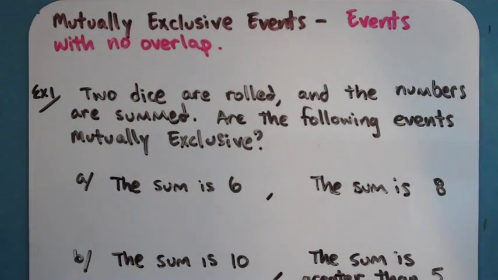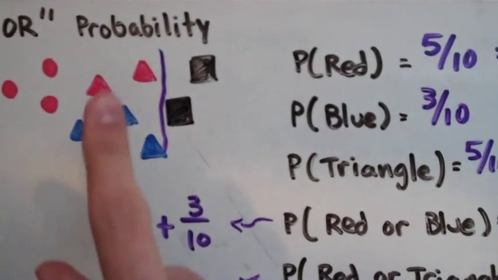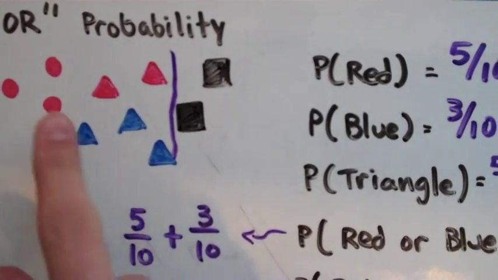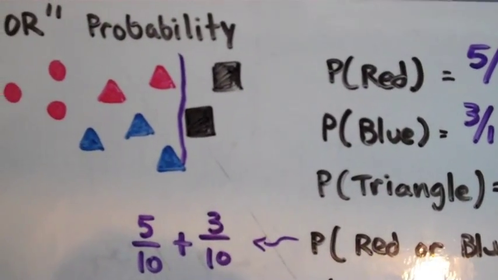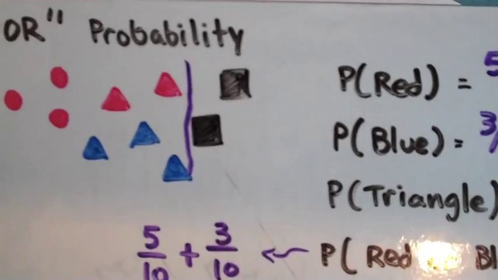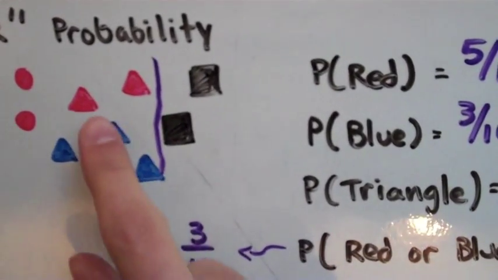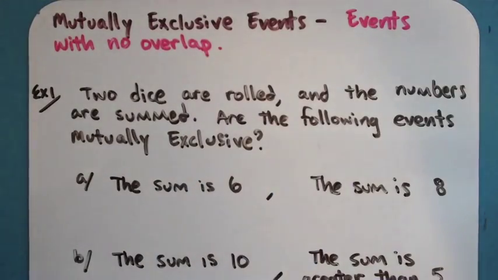If they're not mutually exclusive, you could have some overlap, some stuff in both. So going back to our first slide here, the red and the blue are mutually exclusive. There's nothing that's red and blue. But triangles and red, for example, are not mutually exclusive because these right here are in both. So in this video, I just want to identify whether or not 2 events are mutually exclusive.